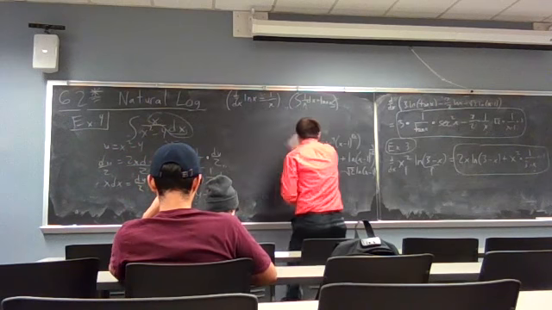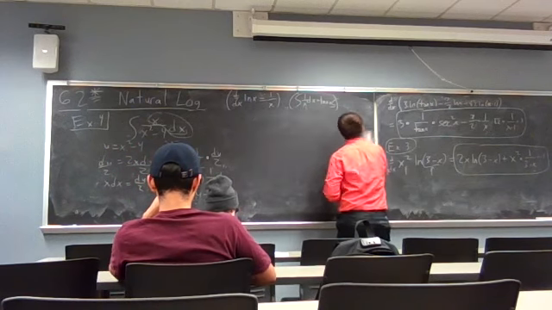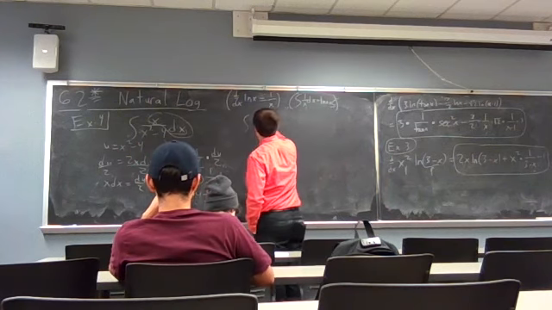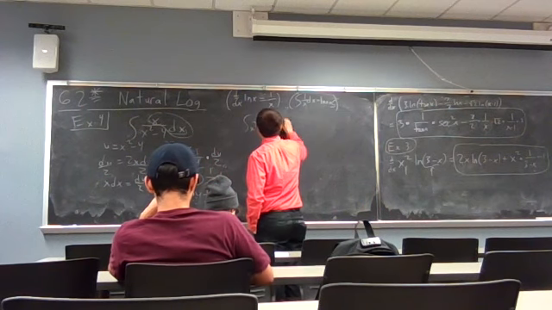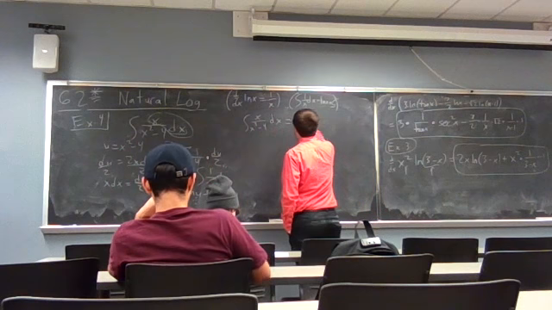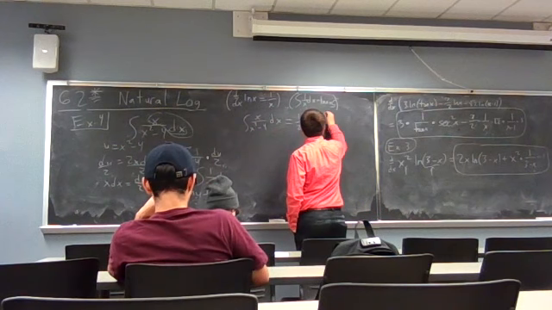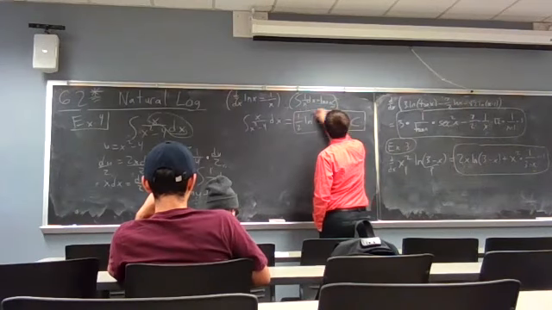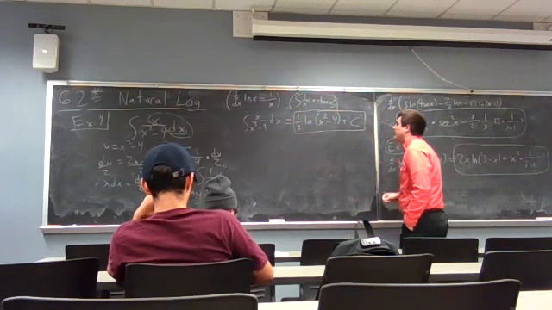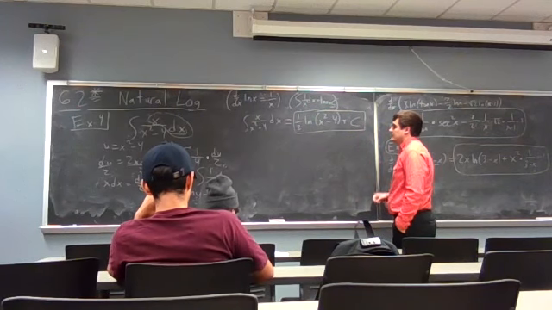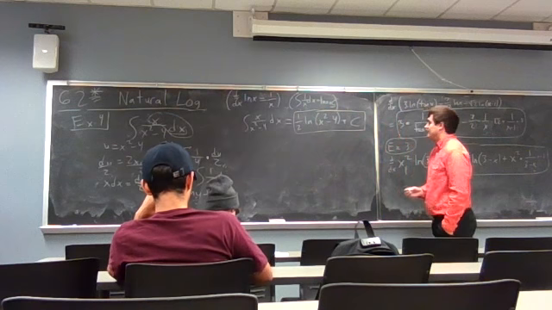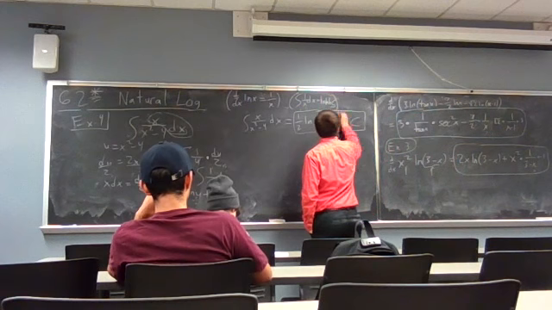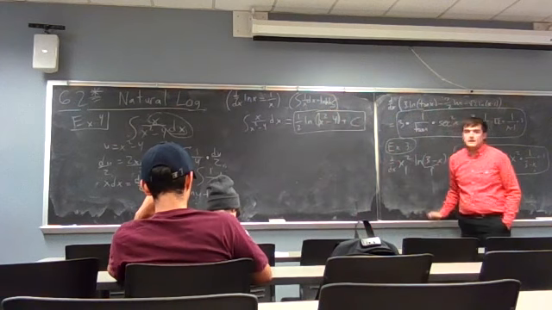So, final answer is going to be: the integral of x over x squared minus 4 dx equals 1 half times the natural log of x squared minus 4, with one slight modification. I'm going to put absolute values.